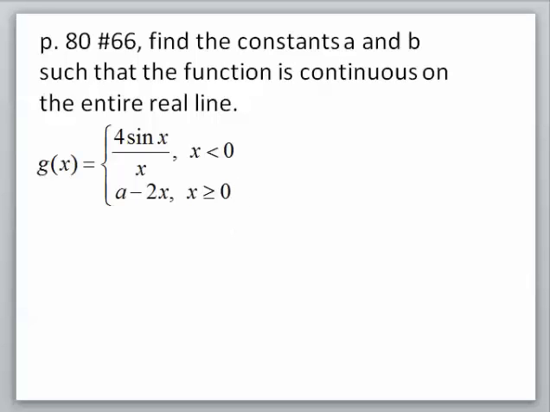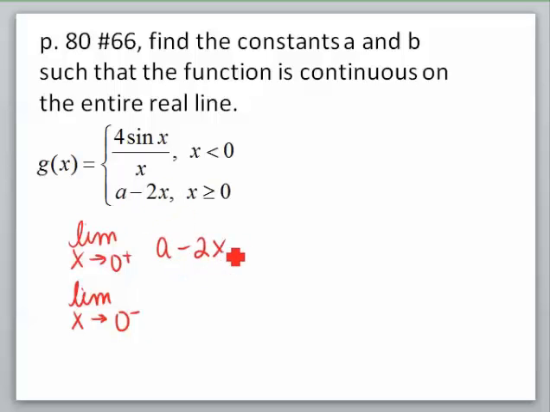So what we're going to do is check the limit from the right and from the left. So I'm going to check the limit as x approaches 0 from the right, and the limit as x approaches 0 from the left. From the right would be this line here, a minus 2x. Using the substitution method, we just plug that in, and we find that we get a minus 0, which is a. The limit as x approaches 0 from the left is this first function, 4 sine x over x.